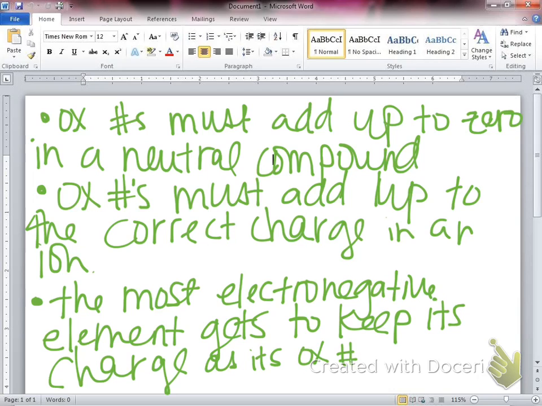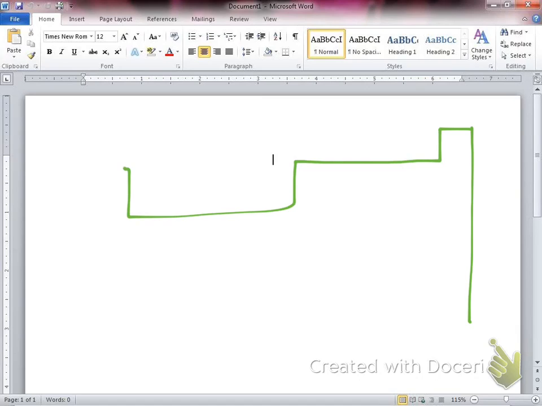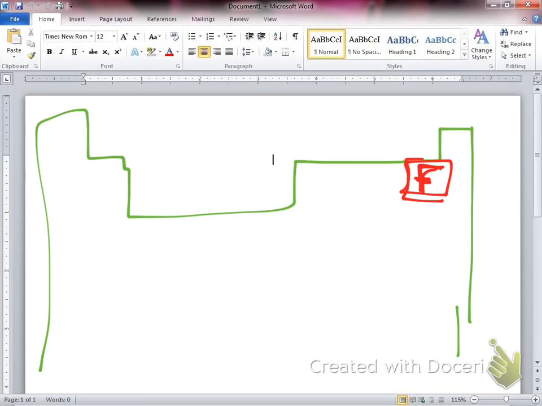Okay, so the most electronegative element gets to keep its charge as its oxidation number. Take a look at the electronegativity scale I just gave to you. This is called the Pauling scale. And what it does is that you see fluorine is really dark, and it spreads lighter as you go down and to the left. Okay, so here's a rough periodic table, and fluorine is over here, really on the top right. Fluorine is what we consider the most electronegative element there is.